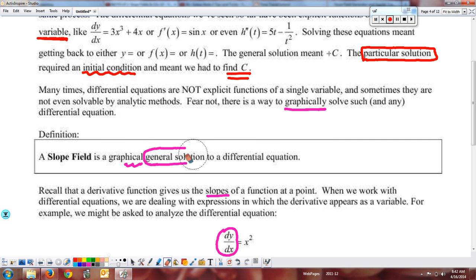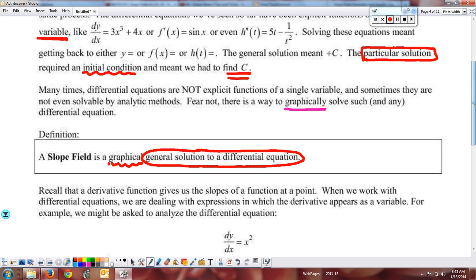And when we can't solve them by analytic methods, we want to have some idea of how we can come up with a solution. The idea is that we're going to solve them graphically. We're not going to be able to find the actual formula for the antiderivative, but we can find it by visualizing what it would look like on a graph. So a slope field is nothing more than a graphical general solution to a differential equation. It is a way to find the family of antiderivatives for a given differential equation or derivative equation.